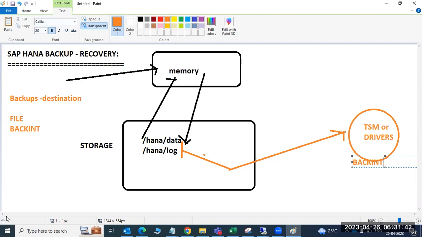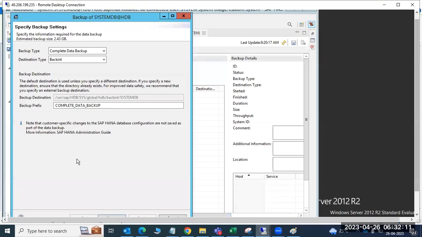So every day we have to take the backup. Why? Because every day at the database level, transactions are happening. The data is stored in main memory, then it comes to the data folder and the log folder. That is the flow. But if you take the backup here, you have consistent data. If something goes wrong, we can recover it. That is the purpose of taking the backup. You agree? Any questions here?